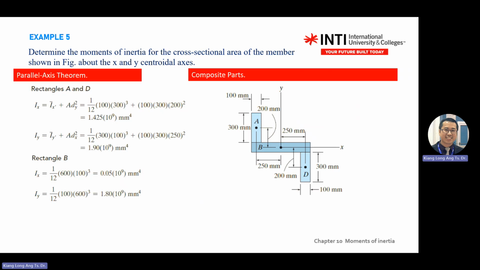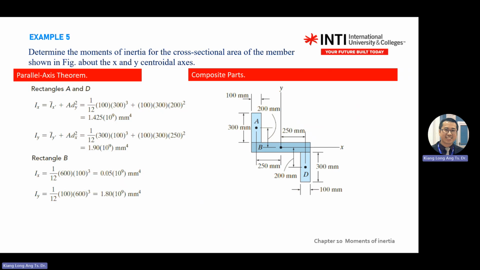Any question for your Ix? No, then you go to y. For y, you're referring to the y-axis. Still the same format, Iy equal to Ad squared, but this one, Iy is from the y-axis. So you get Ix, Iy for rectangular.